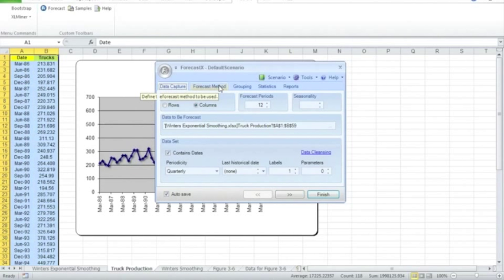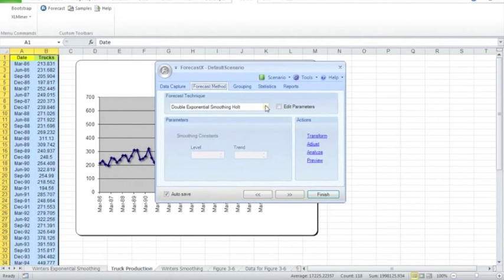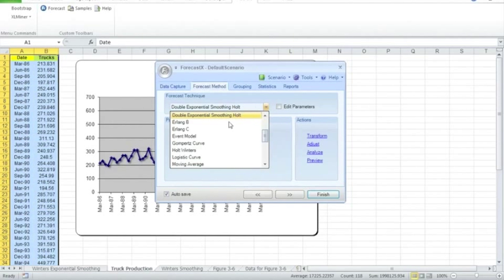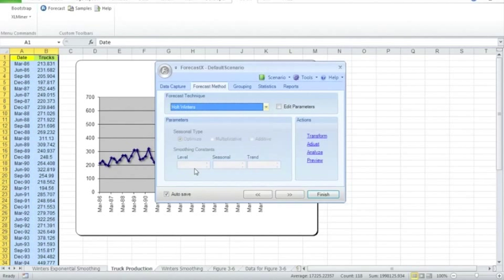In the Forecast Methods tab, what I want to ask for is the Holt-Winters model. As we've seen before, we're presented with boxes within which you'd put the level smoothing constant, the seasonal smoothing constant, and the trend smoothing constant. But once again, don't put in your values for the smoothing constants. Unclick the Edit Parameters box and let the ForecastX Wizard pick the smoothing constants.